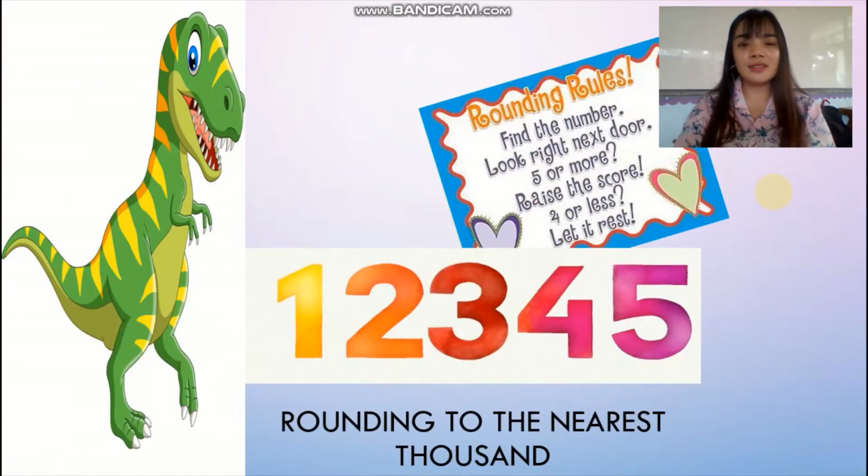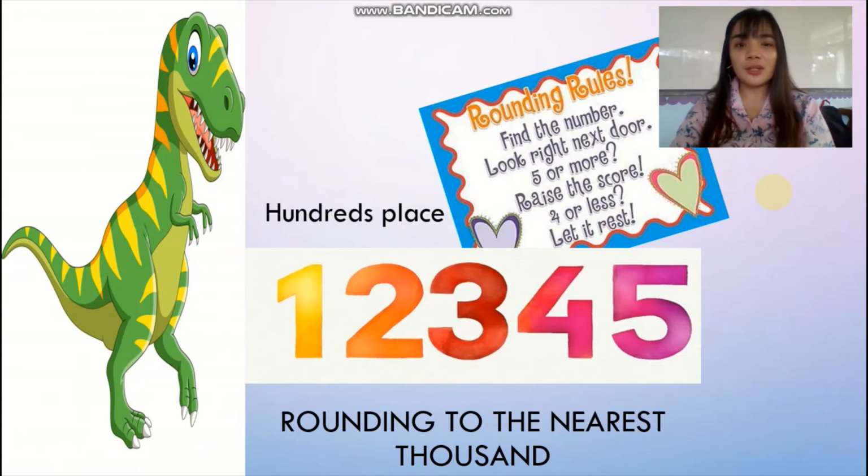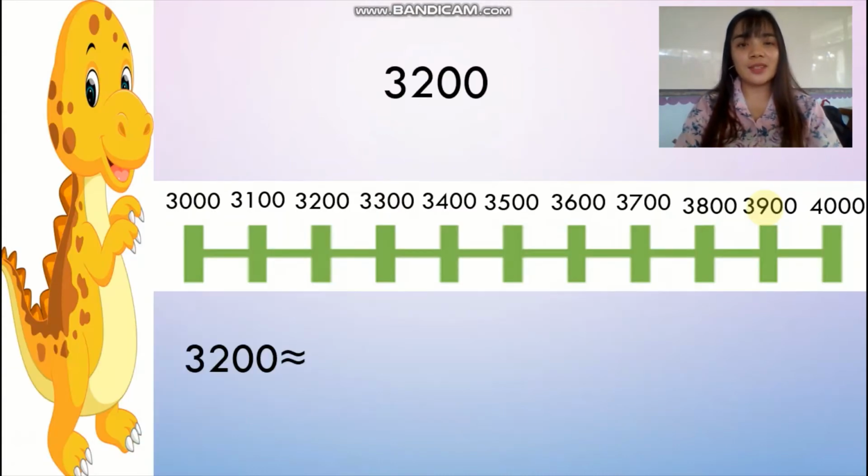Last, we have rounding to the nearest thousand. So we're going to see the hundreds place. Let's try. We have here 3,200. 3,200, you can see on our number line that it is in here, nearer to 3,000. So where are we going to round it off? So it is 3,000. Very good. So 3,200 is approximately equal to 3,000.